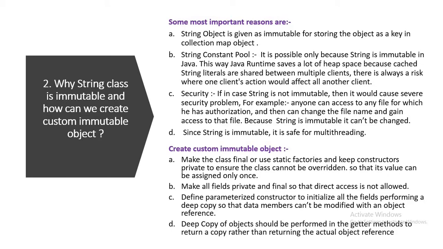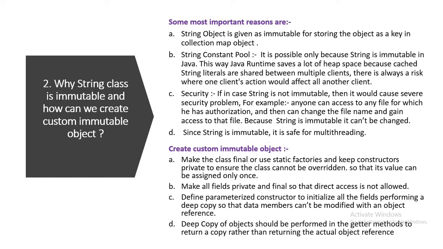First, we need to make the class final, or we can use static factories and keep constructors private, to ensure that the class cannot be overridden so that its value is assigned only once. Make all fields private and final so that direct access is not allowed. Define a parameterized constructor to initialize all the fields, performing a deep copy so that data members cannot be modified with an object reference.